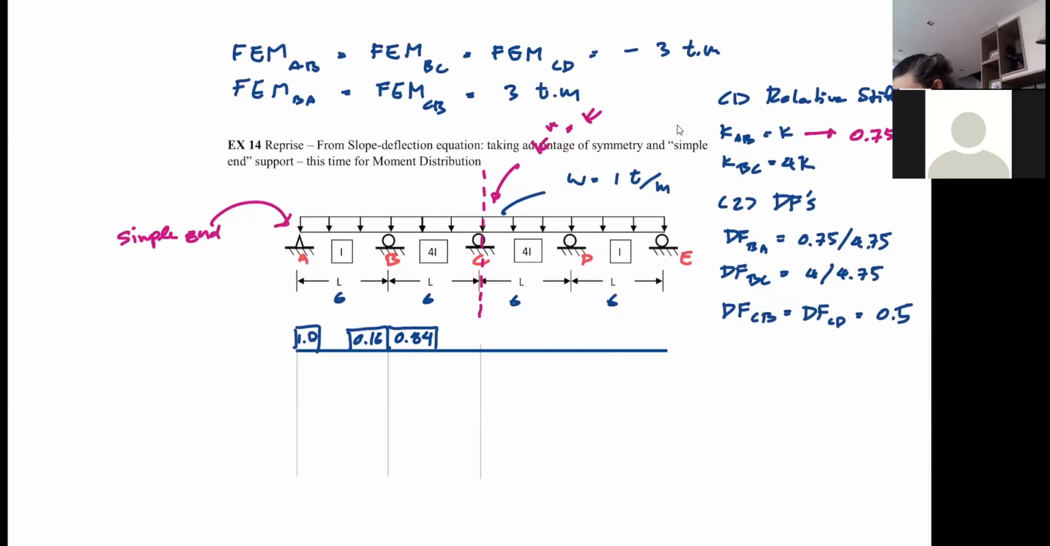Kind of small, isn't it? It's 0.5. Okay, see, notice how member AB almost doesn't help at all because its moment of inertia is 4 times less, and it also has a simple end support. So, we begin with -3 here, +3, -3, and then +3.